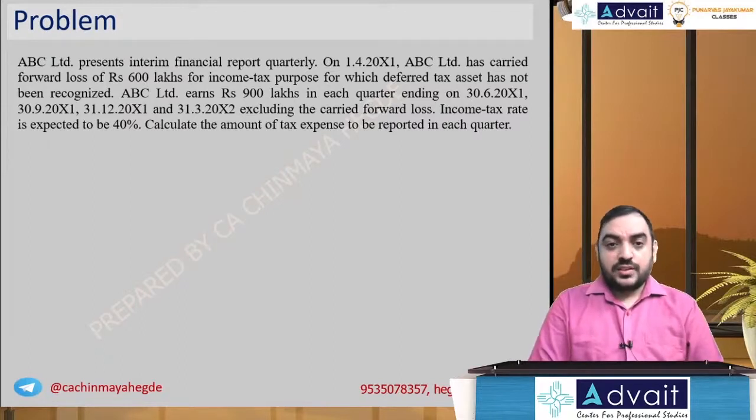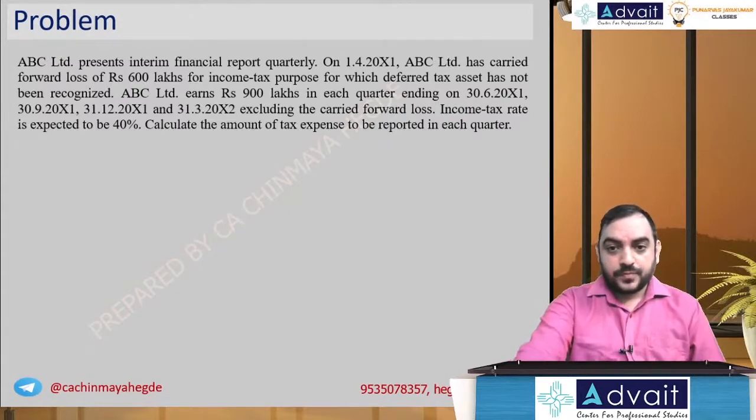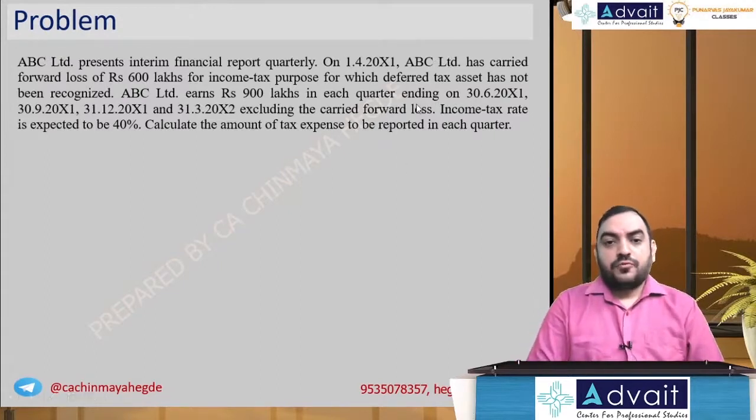ABC Limited presents interim financial report quarterly. On 1st of April 2001, ABC Limited has carried forward loss of 600 lakhs for income tax purpose for which deferred tax asset has not been recognized. ABC Limited earns rupees 900 lakhs in each quarter during 30th June 2001, 30th September 2001, 31st December 2001, and 31st March 2002, excluding the carry forward losses. Income tax rate is expected to be 40%. Calculate the amount of tax expense to be reported in each quarter.